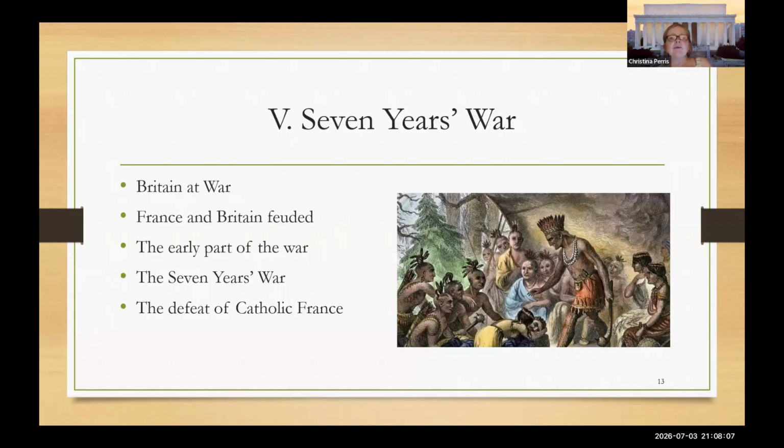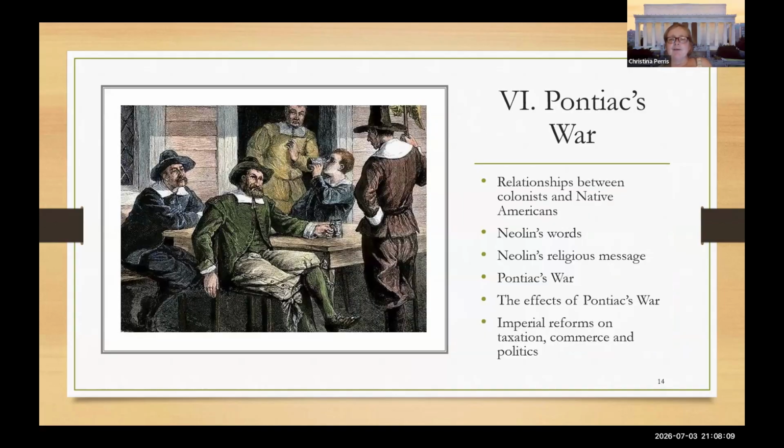So we finally come to the slide I was going to turn to last time. Slide number 14, Pontiac's War. Relationships between colonists and Native Americans were complex and often violent. And in 1761, Neolin, a prophet, received a vision from his religion's main deity, known as the Master of Life. The Master of Life told Neolin that the only way to enter heaven would be to cast off the corrupting influence of Europeans by expelling the British.